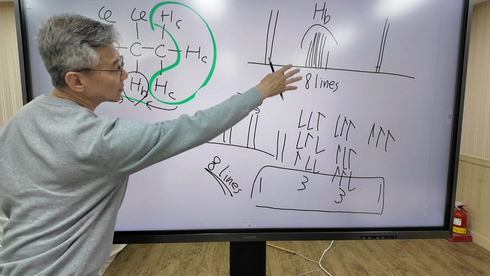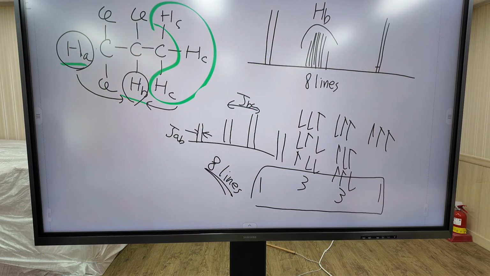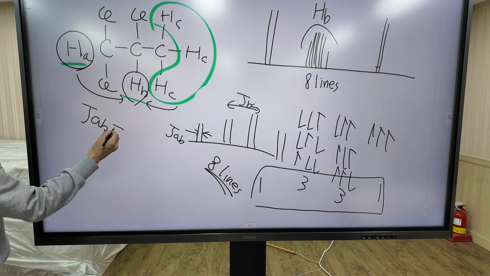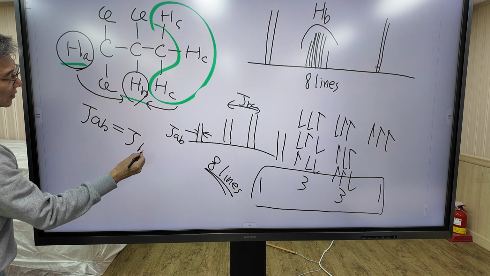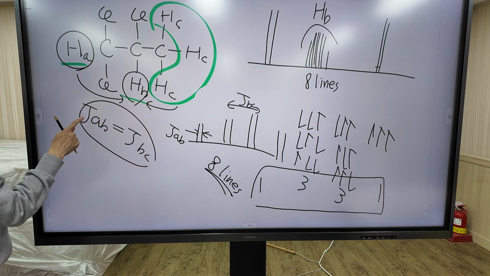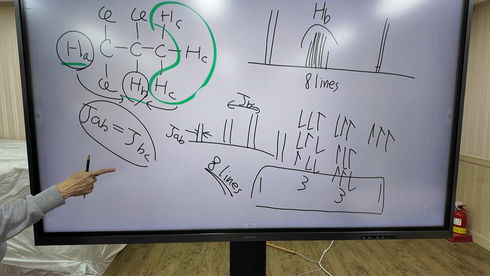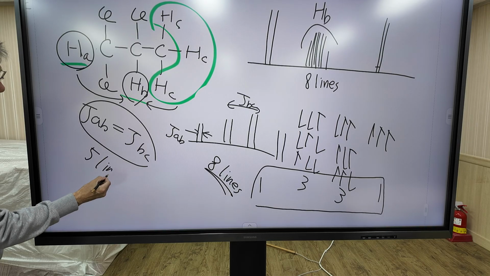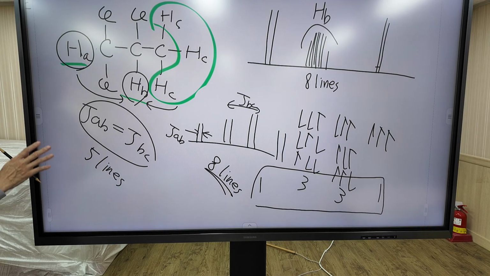We observe 8 lines in our spectrum. But what if JAB equals JBC? What if JAB equals JAC? We observe only 5 lines. Why?